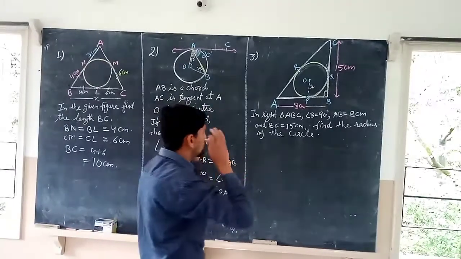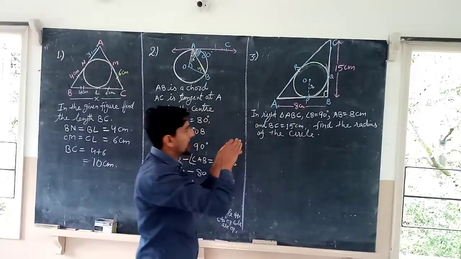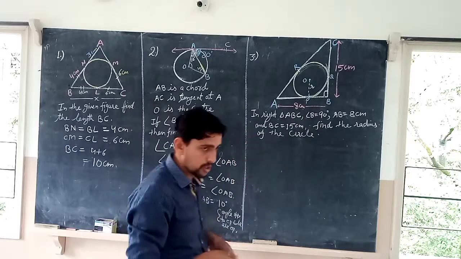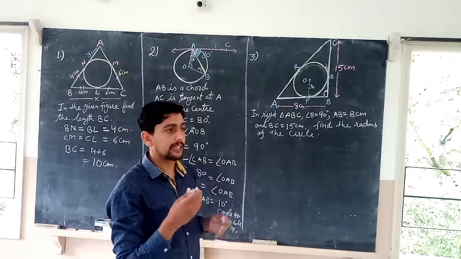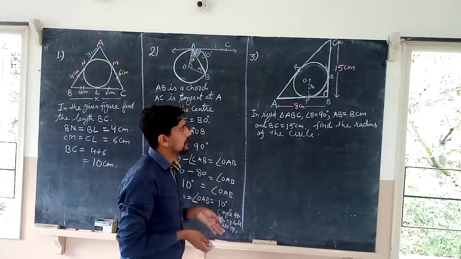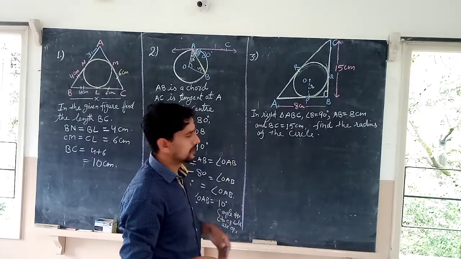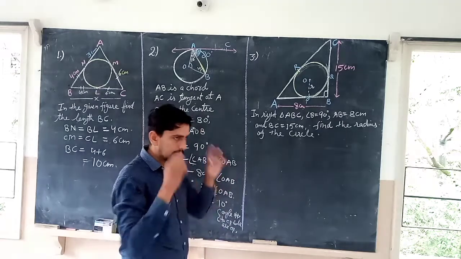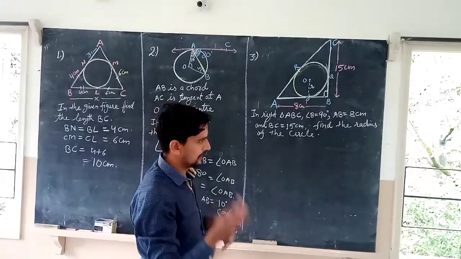Again, now you have to think, you have to figure out, you have to do some construction, and then you have to think about what properties you are going to use to find out the radius. This is all you have to think. Think about it and let me know.